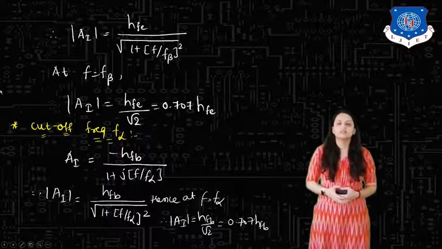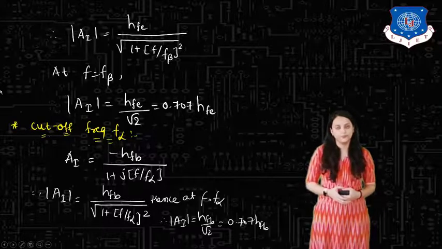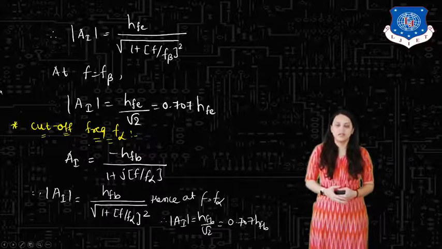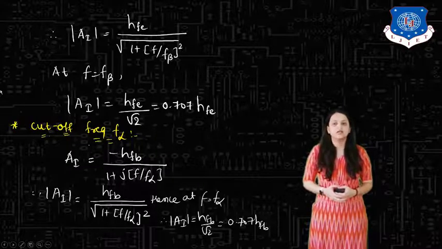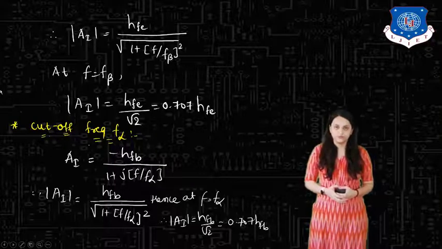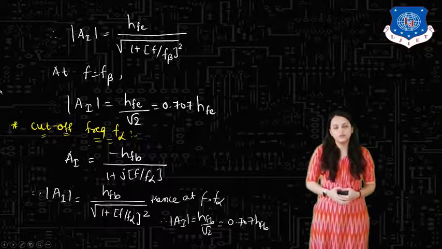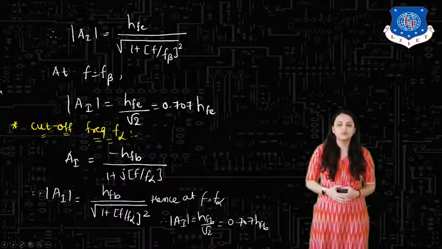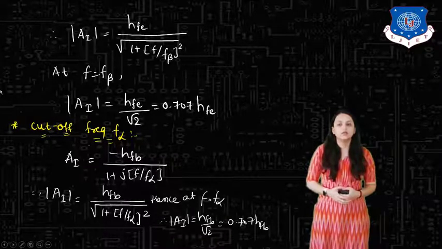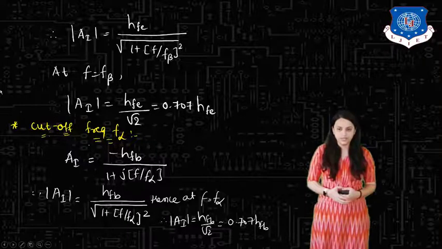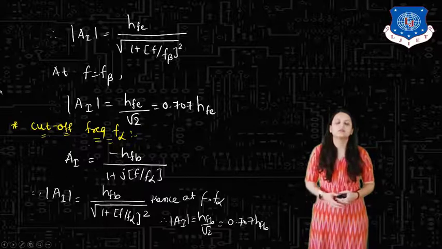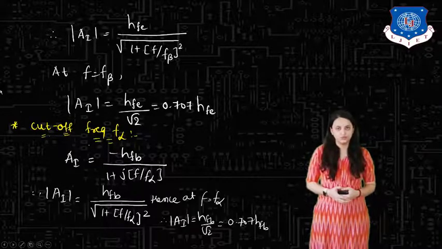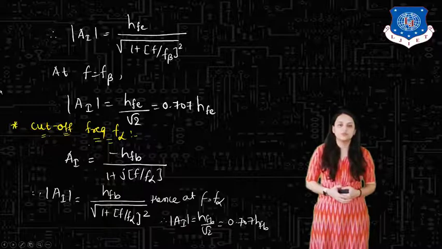Now, let us see the next, that is cutoff frequency f alpha. In the same way that we defined f beta, it is given as minus hfb divided by 1 plus j f by f alpha. If you want to find the magnitude of it, that will be Ai equals hfb divided by the square root of 1 plus (f by f alpha) whole square. And at f equals f alpha, we can say that the current gain is given as hfe by root 2, that is equal to 0.707 hfe.